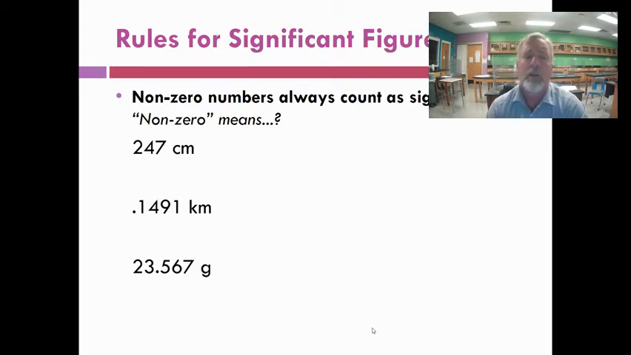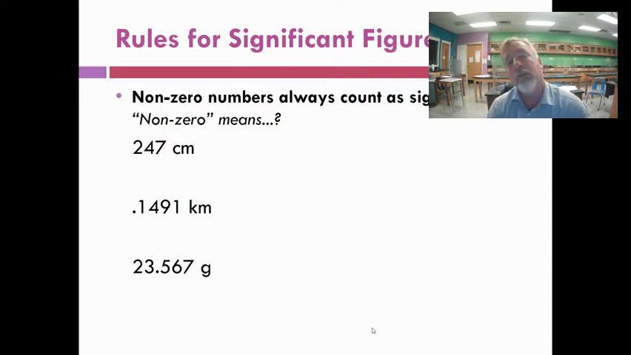Okay. So there are a couple sets of rules here we're going to talk about. The first one's hopefully pretty easy. Anytime we have a number that's non-zero, what do you mean by non-zero, right? It's 1, 2, 3, 4, 5, 6, 7, 8, 9. Any one of those digits that we're used to. As long as it's not 0, we're going to count that as a significant number, a significant figure. Right? So what does that mean?